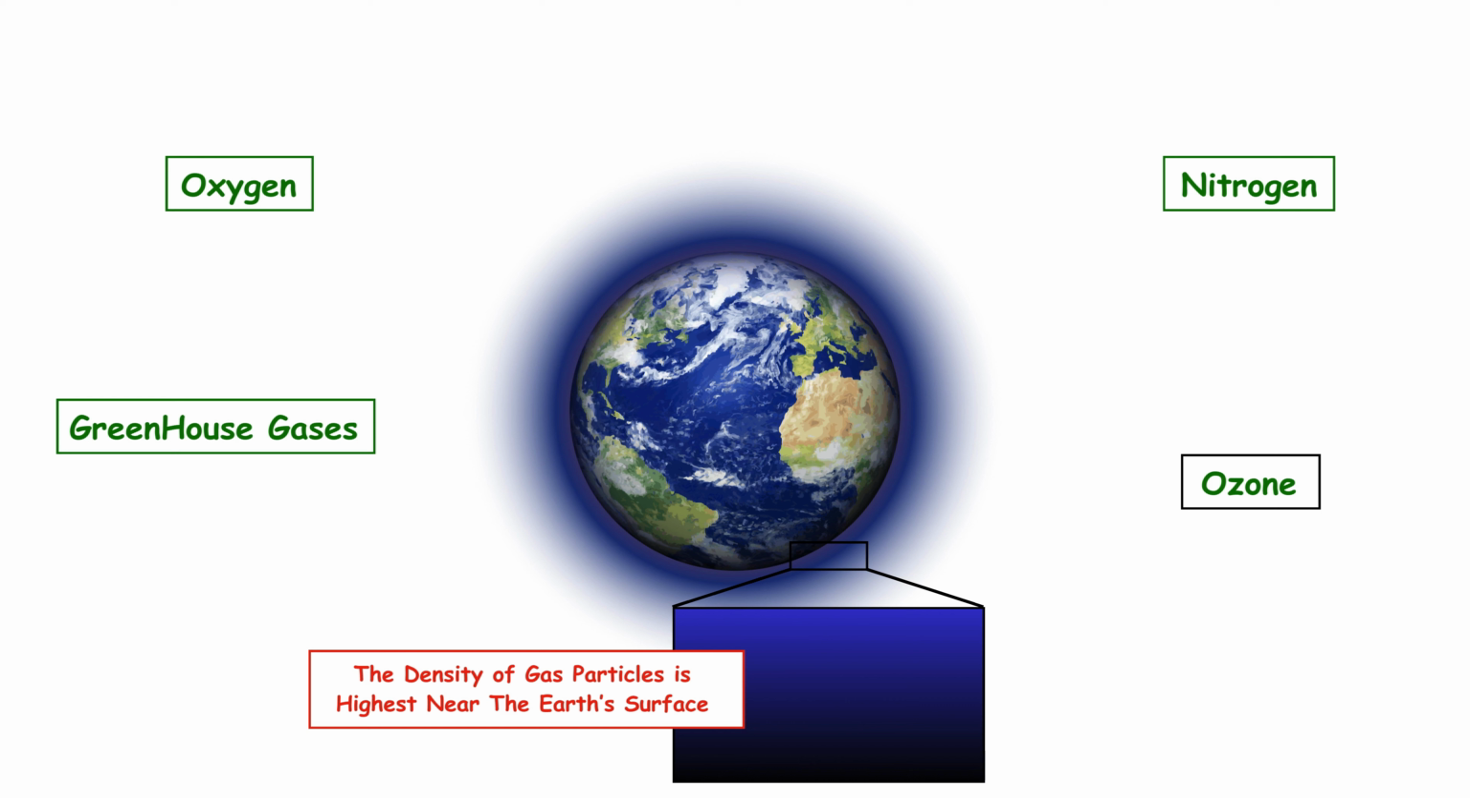Additionally, the atmosphere includes greenhouse gases that play a critical role in maintaining the planet's warmth by trapping heat energy, as well as the ozone layer, which shields life on Earth by filtering out the sun's most harmful ultraviolet radiation.